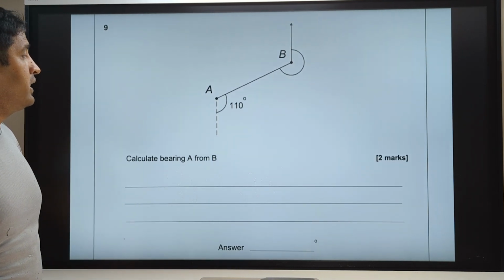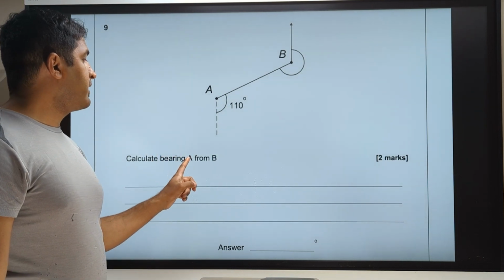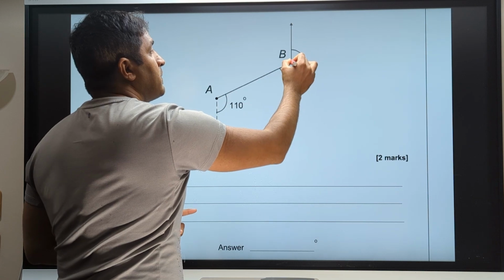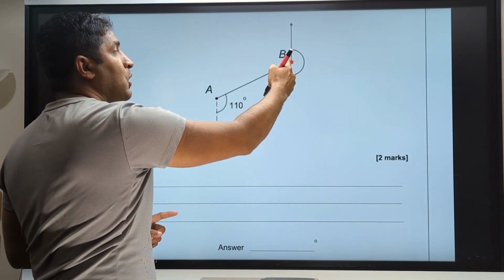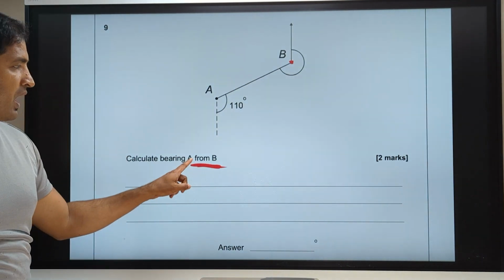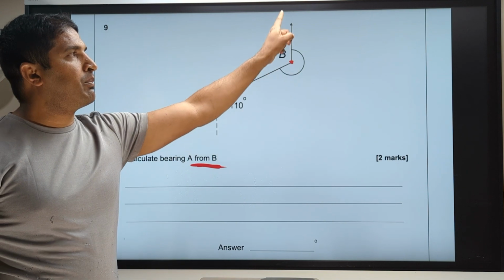We've got question 9 here. Calculate the bearings. Calculate bearing A from B. So we need to work out from B. This is really important in the question, okay? I'm going from B to A, so I need to calculate the bearings from here.